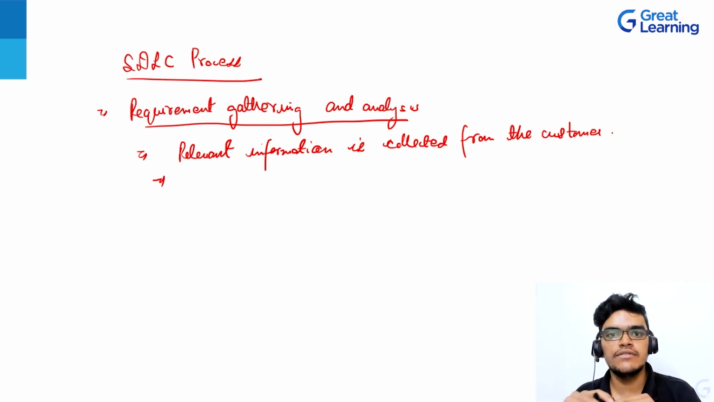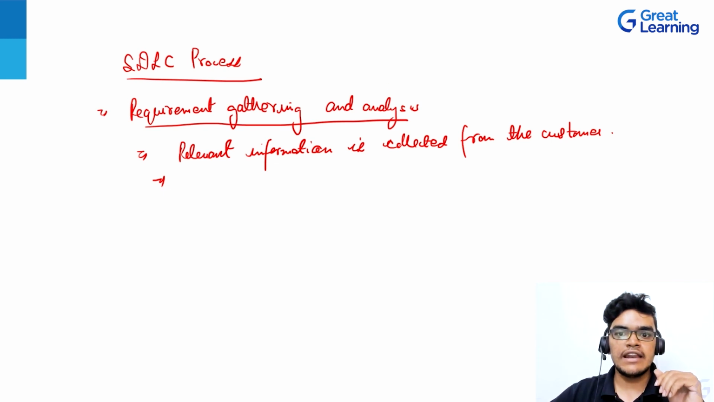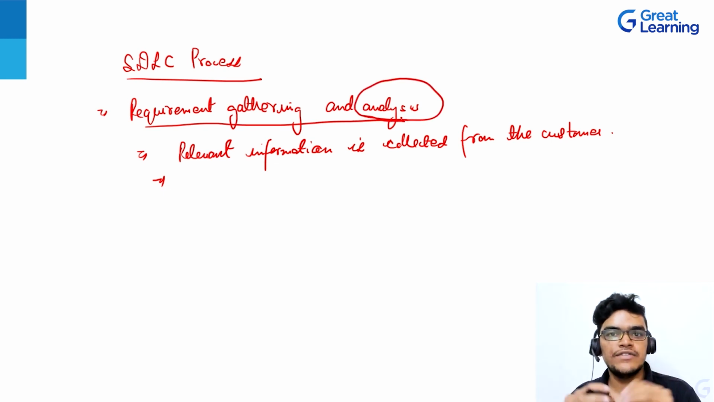Suppose there is a customer who wants an application related to transactions, right? So what will be the requirement here? Our requirement must be clear: what kind of transaction will be done, how it will be done, and with which currency it will be done. So this is the example. Once the requirement gathering has been done, analysis is done to check the feasibility of developing the product, and if there is any ambiguity, a call is set up for further discussion.